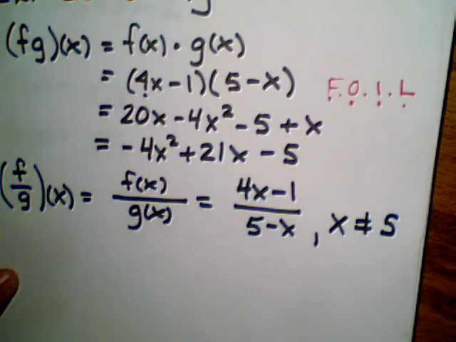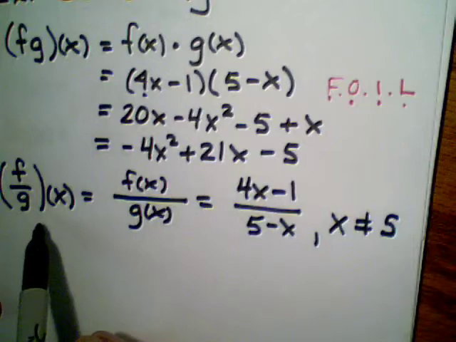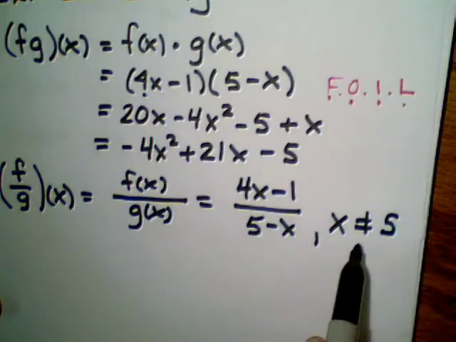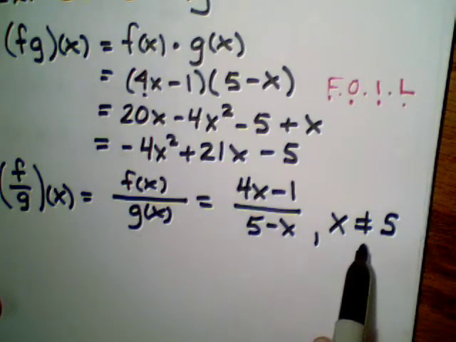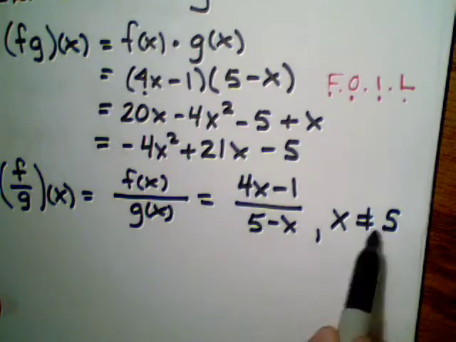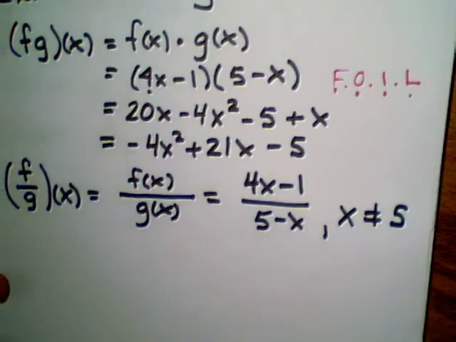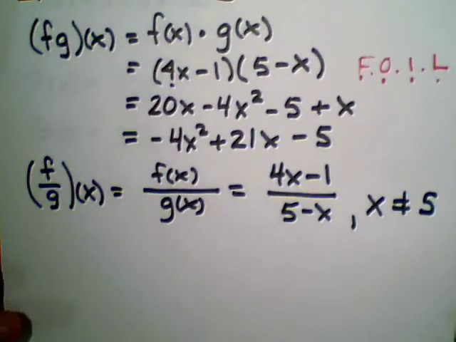The domain of f and g used to be, or are, all real numbers, but the domain of the quotient has to be restricted. We cannot plug in x equals 5. Do you see why? If x were 5, we would be dividing by 0, and that's not a real number.